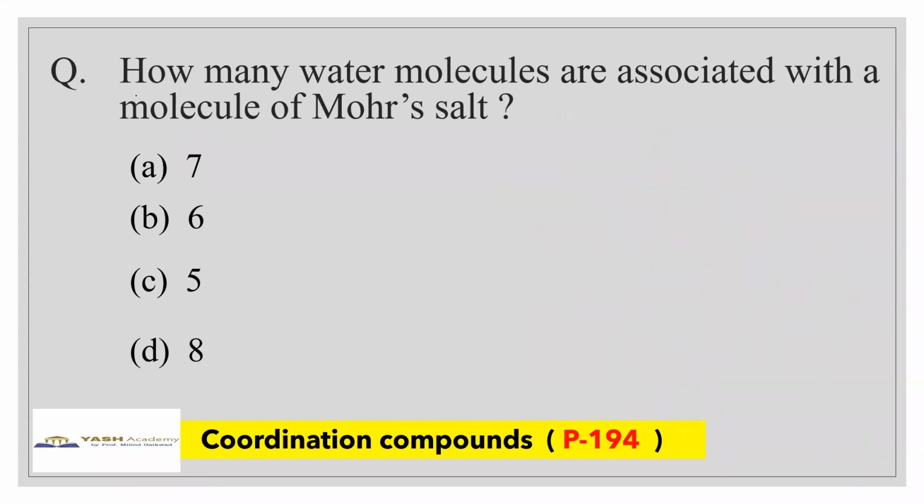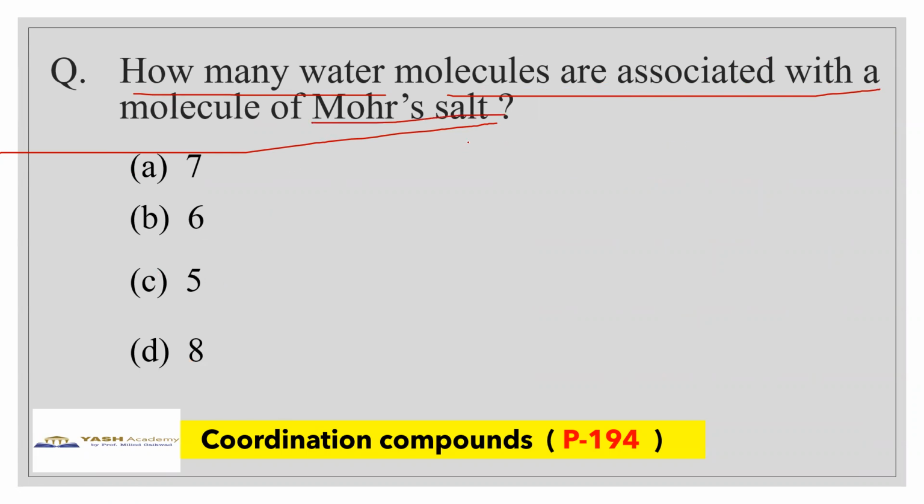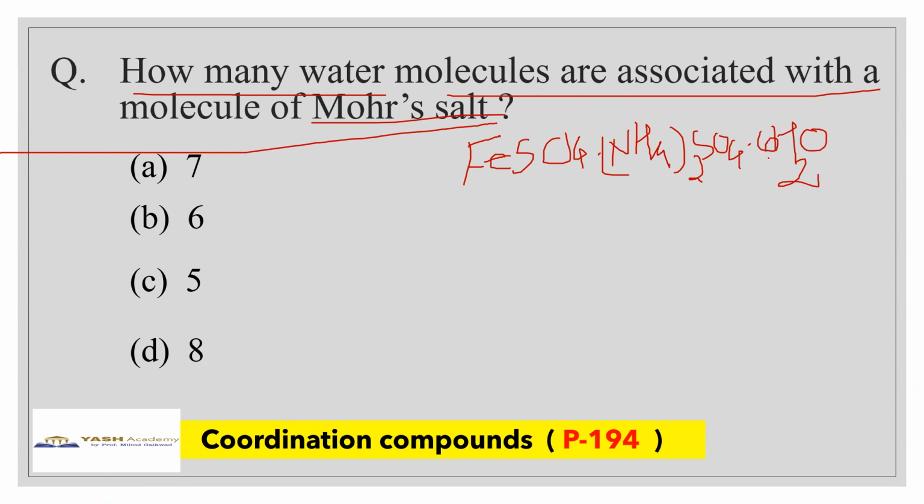Next question. How many water molecules are associated with a molecule of Mohr salt? Question from coordination compound, page 194. You should know the molecular formula of Mohr salt. The molecular formula of Mohr salt is FeSO4 dot (NH4)2 SO4 dot, here you are asked how many H2O molecules there are, so 6 H2O. So the correct answer option of this question is B.